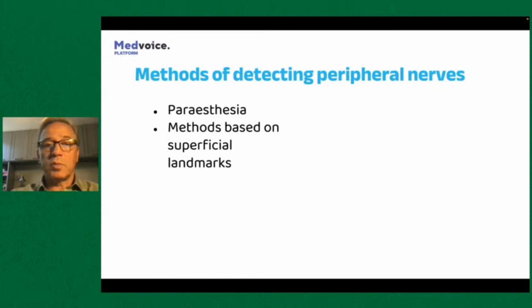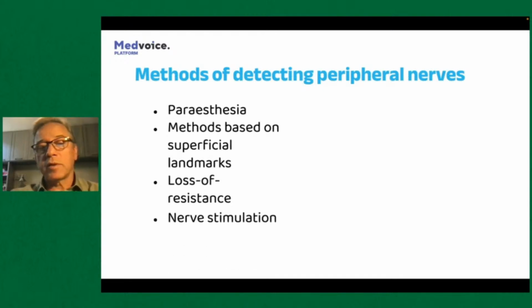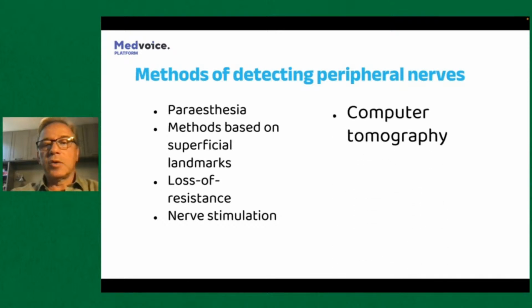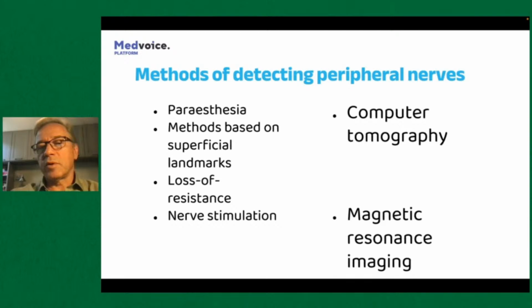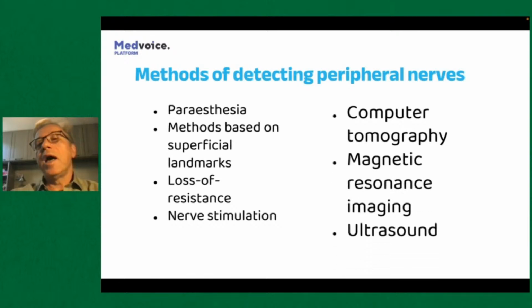Methods based on superficial landmarks. We use that a lot. Loss of resistance we use for epidural, for example. Then we used nerve stimulation for decades. And of course, we can see the nerves with computer tomography, with magnetic resonance imaging, and lately with ultrasound, which is the most practical.